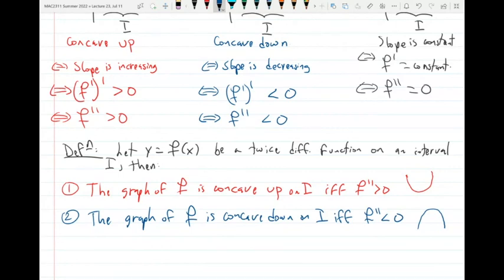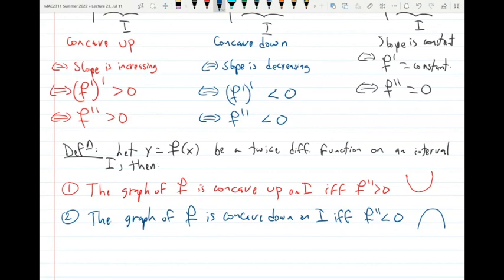X squared. What's the second derivative? 2. Is it positive or negative? Positive. So this is how you can associate second derivative positive means this shape, concave up. Okay? What formula comes to your mind when you see this shape?